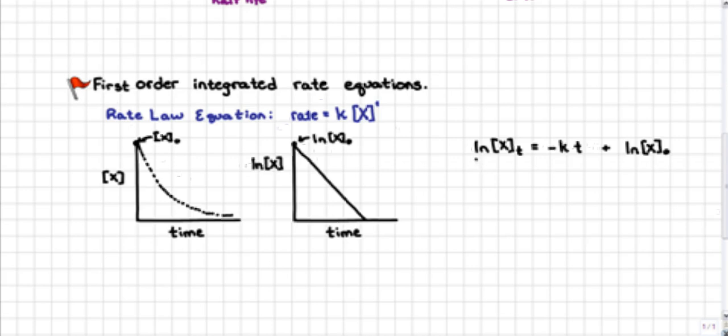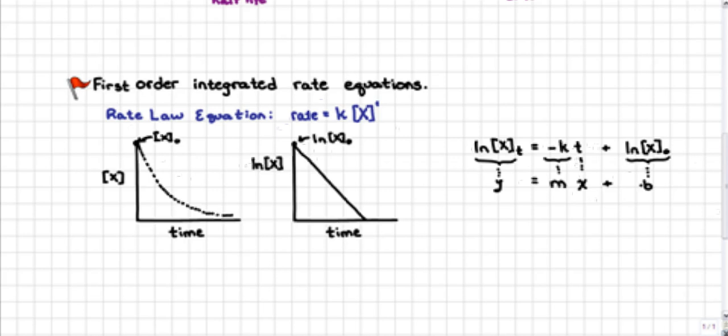And, as we did previously for the 0th order, what we can say is that this thing to the left of the equal sign relates to y of the slope-intercept form. We have negative k, which is relating now to our slope, m, as it did before. Time relates to the x. And this entire piece here, ln x0, relates to the y-intercept b.